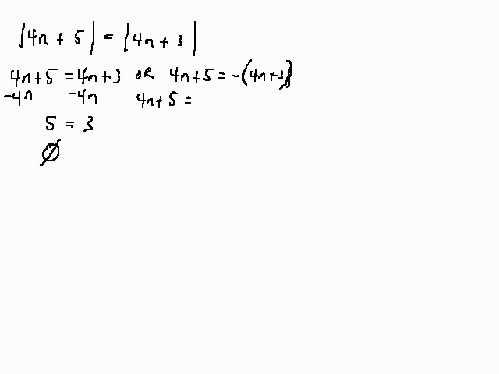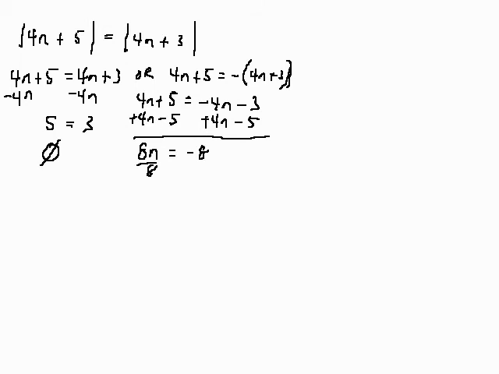4n plus 5, distributing the minus through gives us the opposite of all the signs in that second one, so it'll be minus 4n minus 3. Now notice what happens here. When I move the letters to the left, I will get 8n over there. Then I'll subtract 5 from the other side, so what I end up with, letters left, numbers right, when you solve linear equations, is 8n equals negative 8. Divide by 8, n will be negative 1. So in this case, you only had one answer for the double absolute value equation.